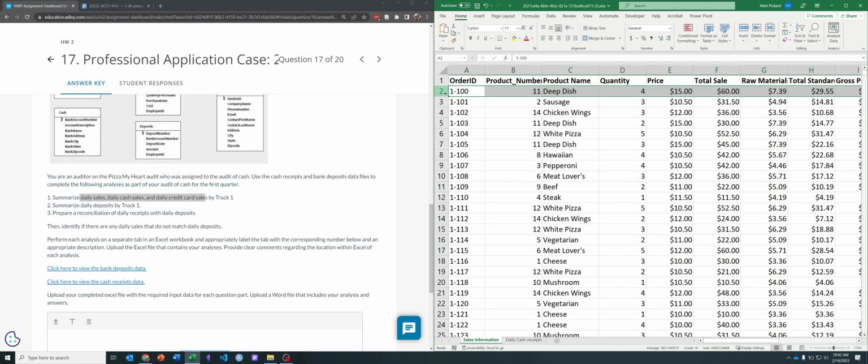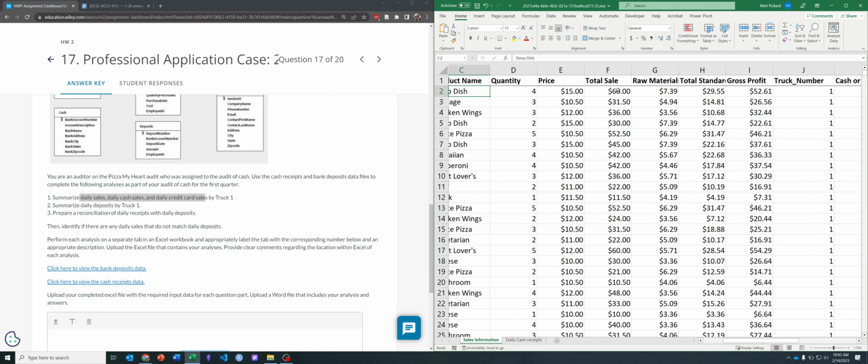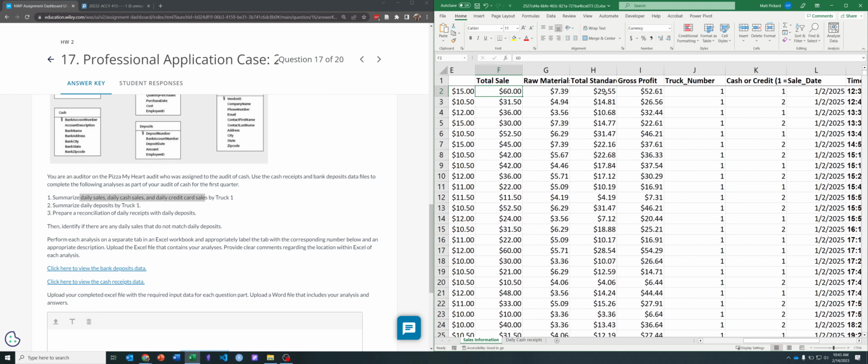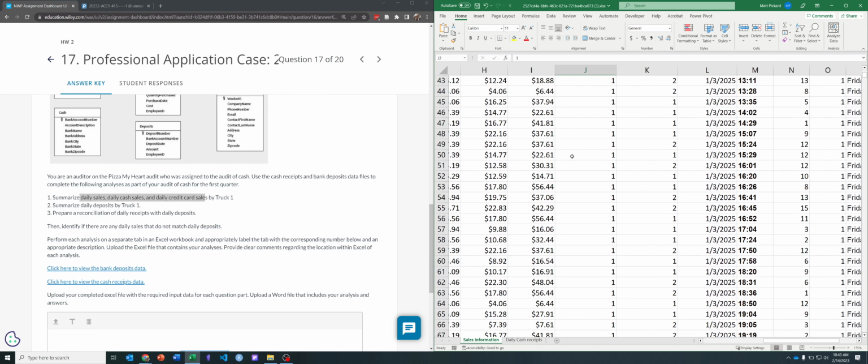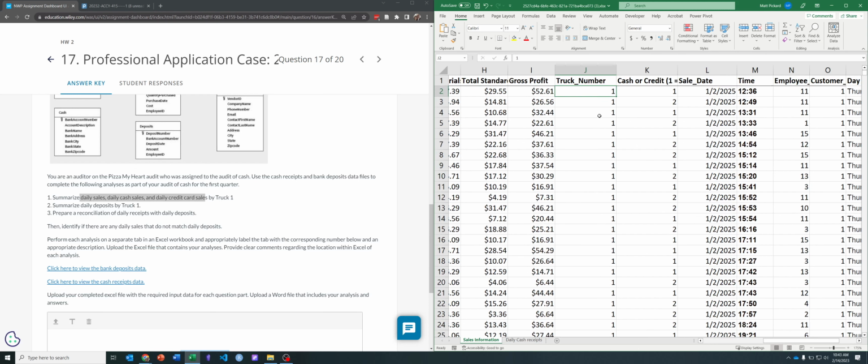Every row represents a single order. We can tell that because the order ID doesn't look like it's duplicated. We can see what they ordered. Here's the total. They ordered 4 of those pizzas at $15 each, so a total of 60. And we can see whether it was a cash or credit sale. 1 is cash, 2 is credit. And we can see whether it was sold by truck 1 or truck 2.